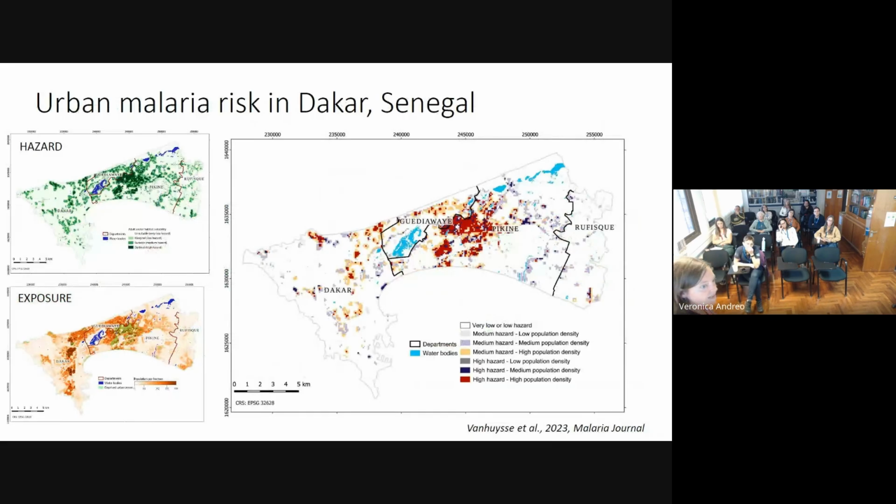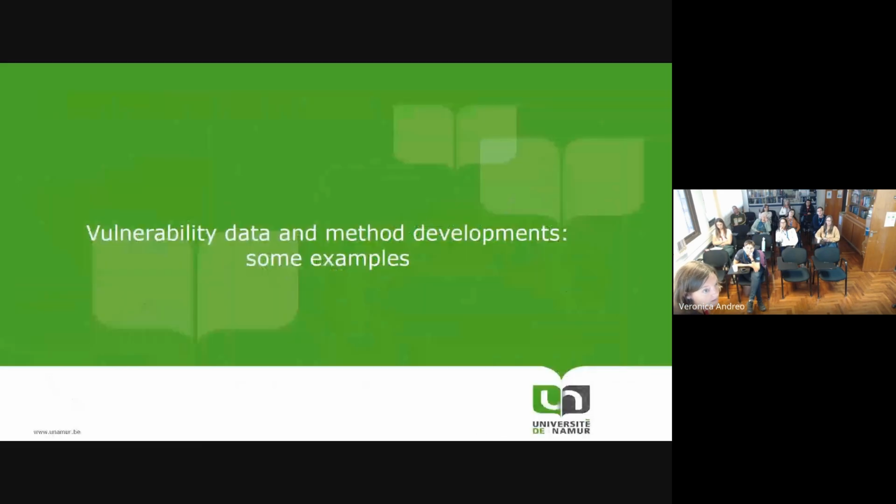So we have hazard and exposure that were combined using some weighting scheme based on expert knowledge, but I will not enter in the details here, to provide that kind of risk map from very low to very high. There are different categories of hazard: low, medium, or high hazard, and then low, medium, or high population density. So of course, the red category, where we have high hazard and high population density, is the most at risk area. So this is the illustration.